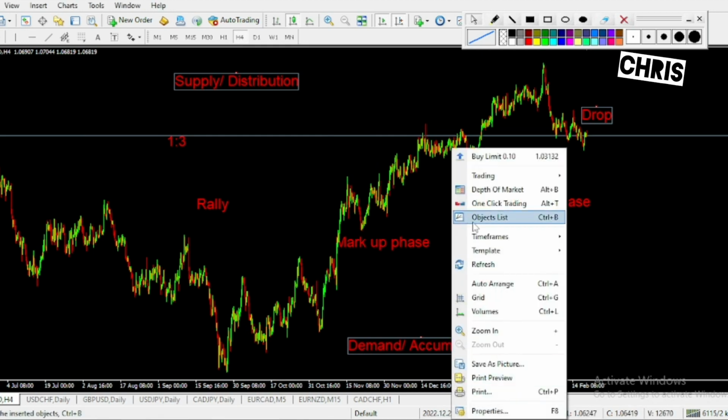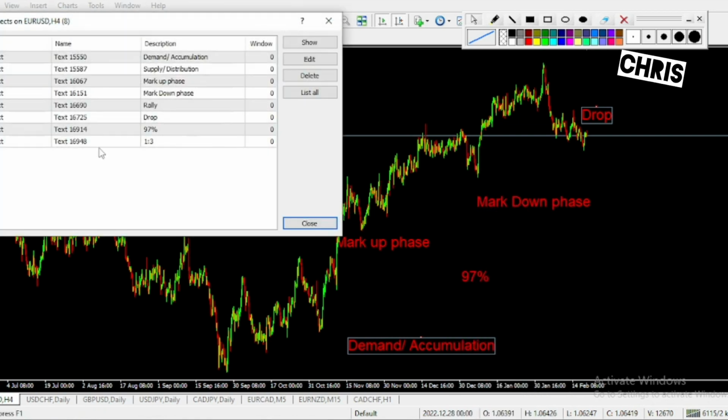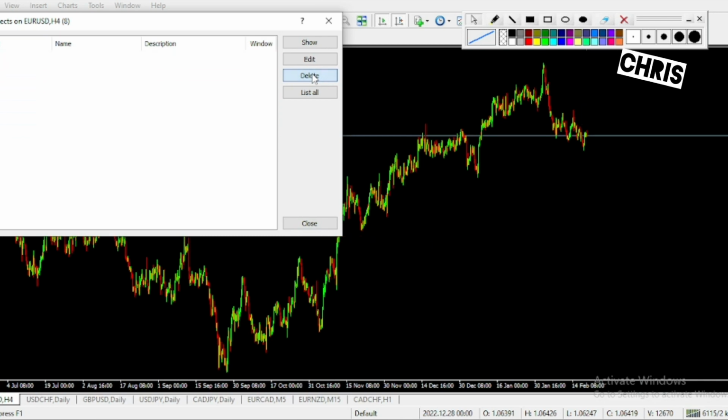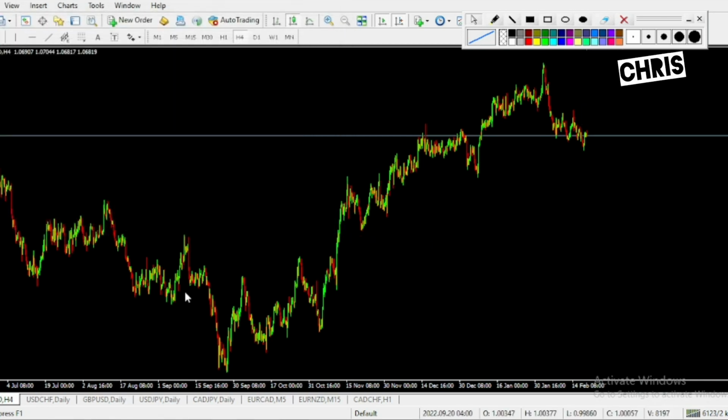Yeah, how to clear this, you can see how I am clearing this. Object list, we have a list of objects. We delete them, we delete all. Okay, so our charts are good.